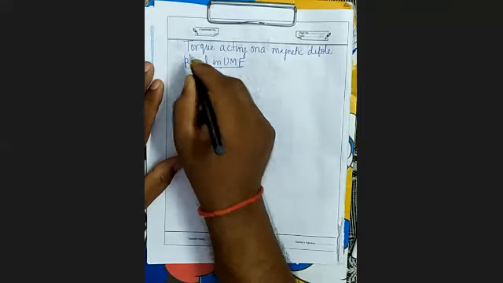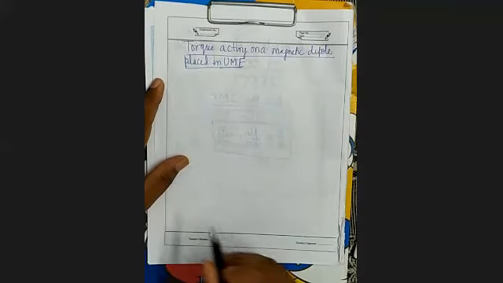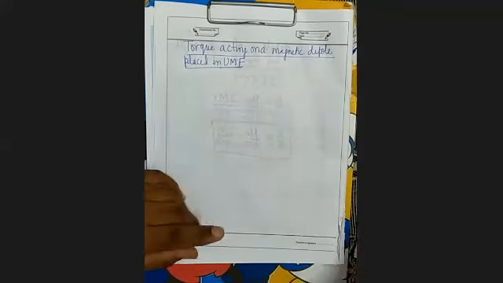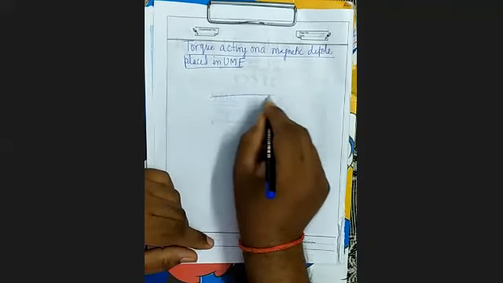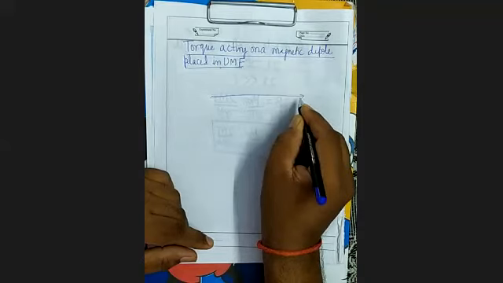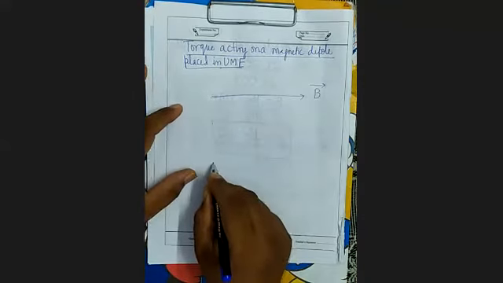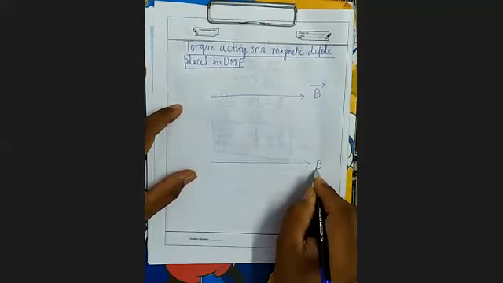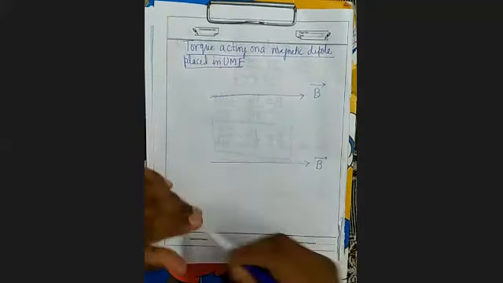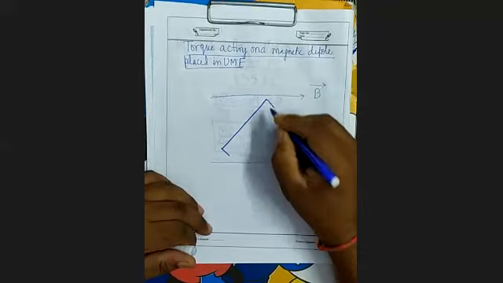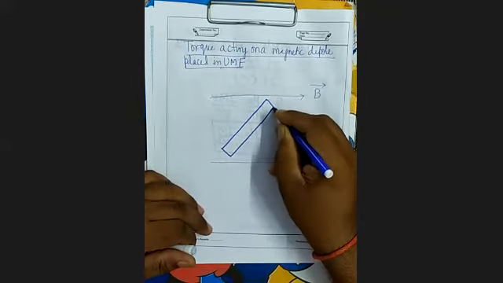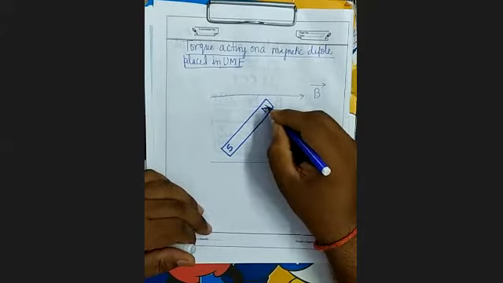Uniform magnetic field means which remains the same throughout the region in magnitude as well as in direction. Now suppose in this region, this magnetic field exists in this direction. This is the direction of the magnetic field in which it acts. And there is a magnetic dipole which is placed here. This is the south pole and this is the north pole.